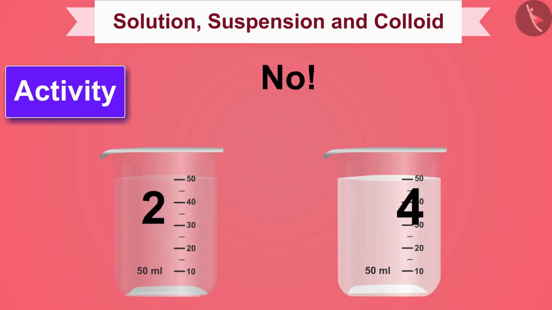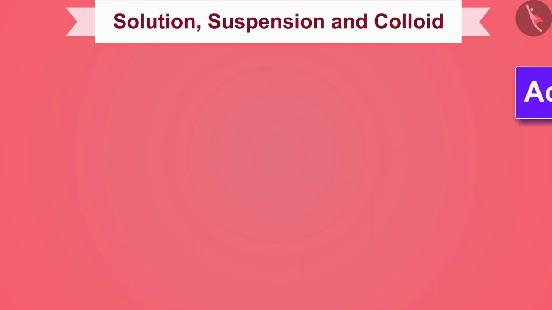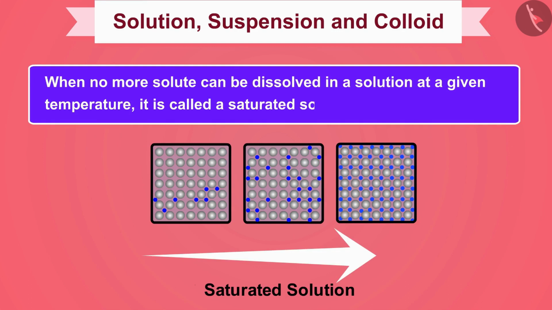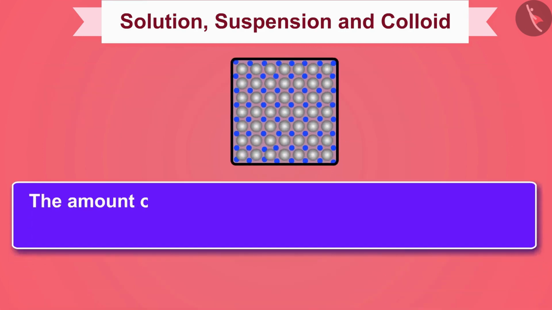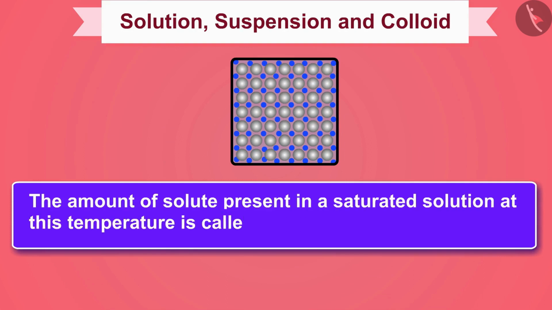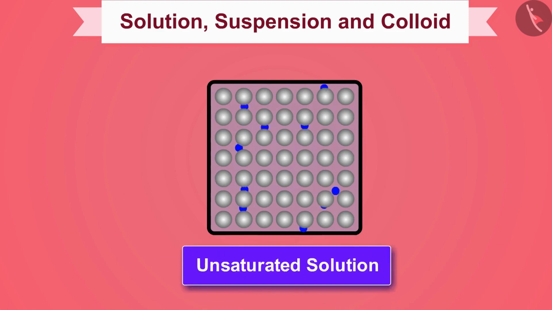No. At any given temperature, the solute may dissolve as much as the capacity of the solution. In other words, when no more solute can be dissolved in a solution at a given temperature, it is called a saturated solution. The amount of solute present in a saturated solution at this temperature is called its solubility. If the amount of solute contained in a solution is less than the saturation level, it is called an unsaturated solution.